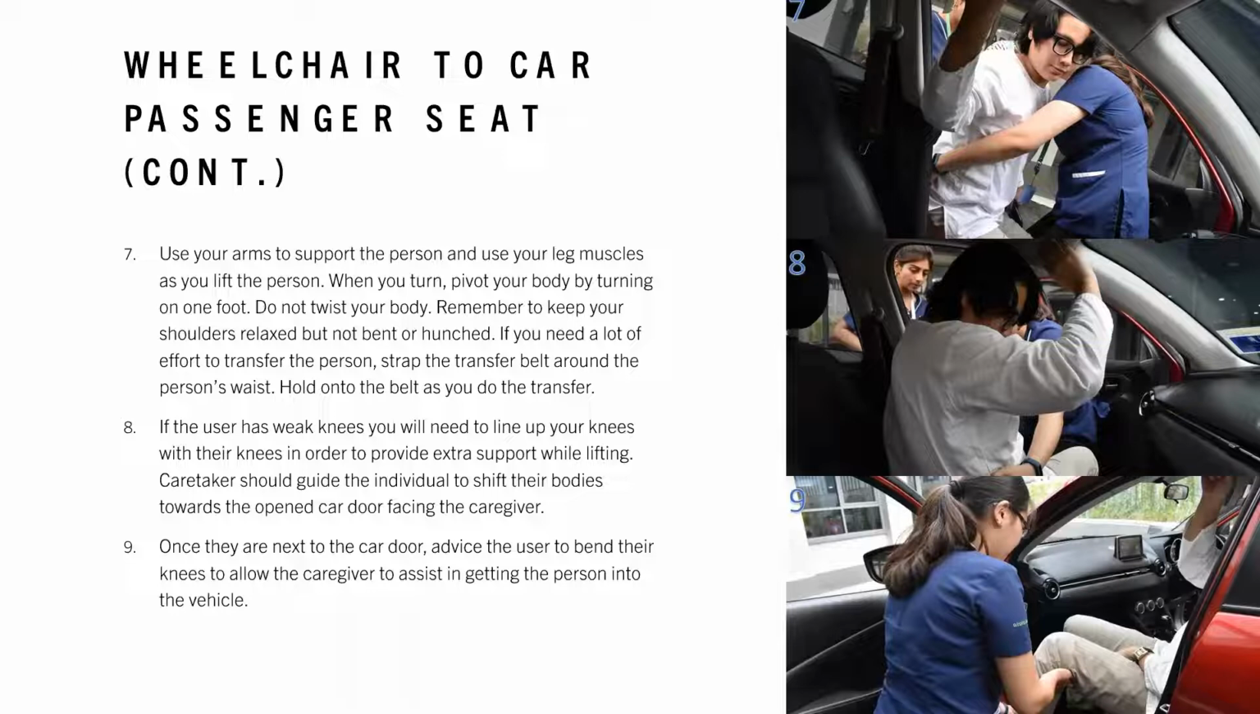If the user has weak knees, you will need to line up your knees with their knees in order to provide extra support while lifting. Caretaker should guide the individual to shift their bodies towards the open car door facing the caregiver. Once they are next to the car door, advise the user to bend their knees to allow caregiver to assist in getting the person into the vehicle. So for this type of technique, you need to have them buttocks first in the car, then the body, then lastly the legs.